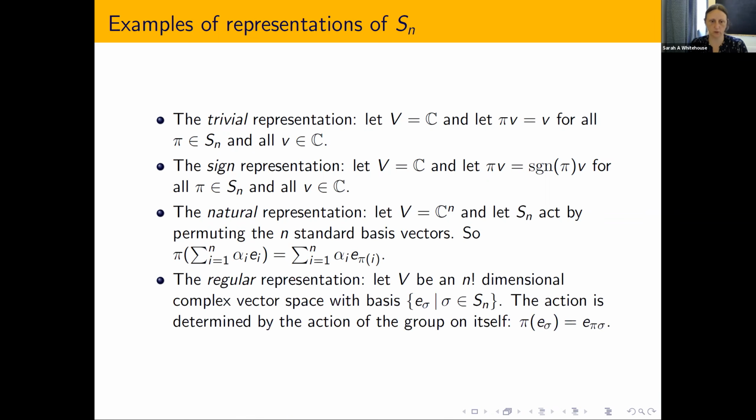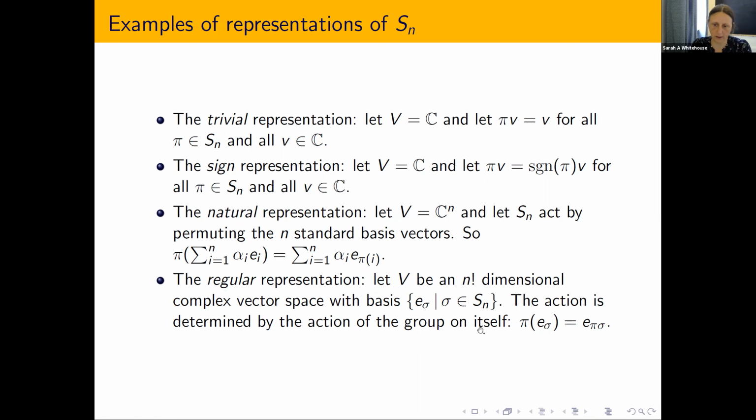Okay, and then here's the final representation that I wanted to mention as an example. Here we're actually back to something that works generally for any finite group. For any finite group, you could talk about its regular representation. I've just written it for the symmetric group. You take a vector space whose dimension is the size of the group, so here n factorial. And you write down an abstract basis by saying, let there be one basis element, say E sigma, for each sigma in the group.